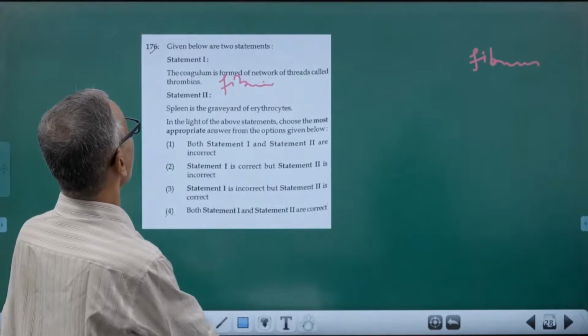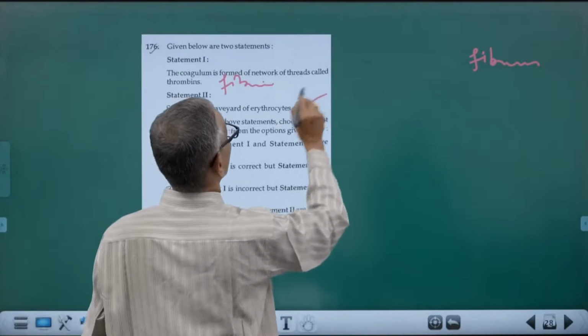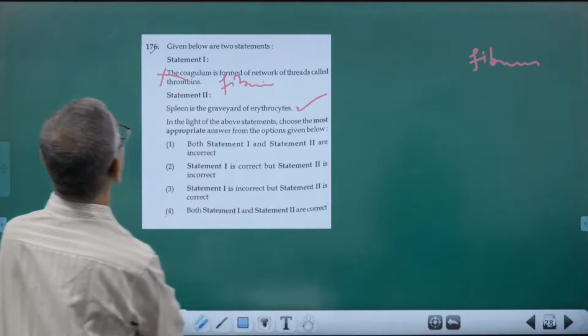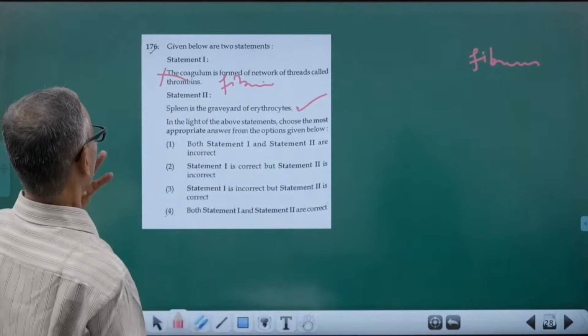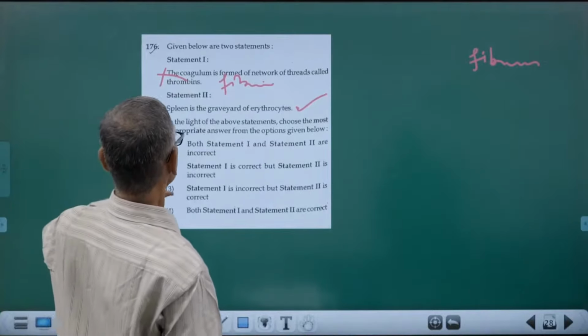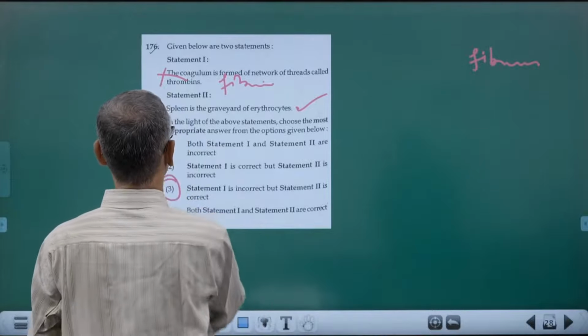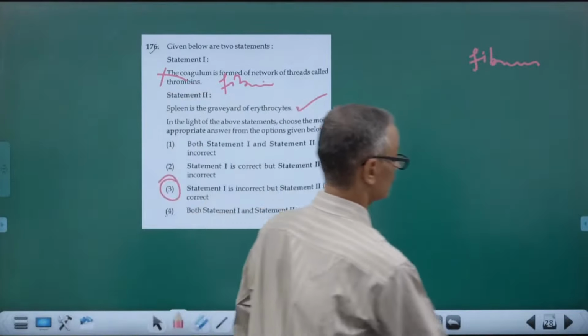The spleen is the graveyard of erythrocytes. Correct. So, statement 1 is wrong. Statement 2 is correct. Statement 1 is incorrect, but statement 2 is correct. So, the option goes to 3.